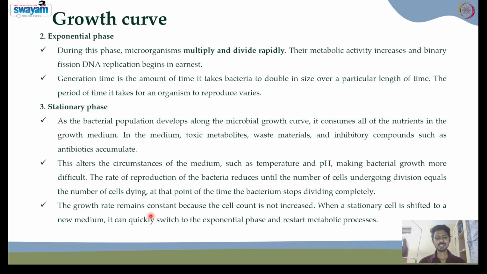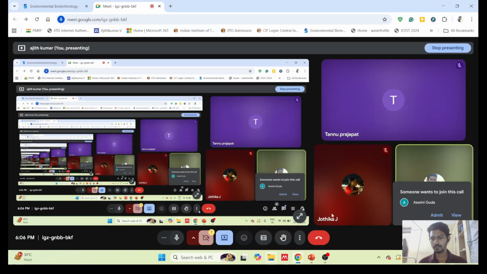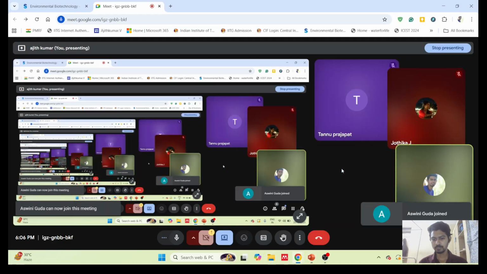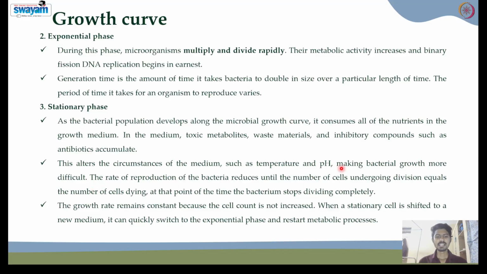So when a stationary cell is shifted to a new media, it can quickly switch to the exponential phase and restart its metabolic process. Okay. So if a cell is in the stationary phase, it can quickly switch to the exponential phase when we give an appropriate nutrient media.